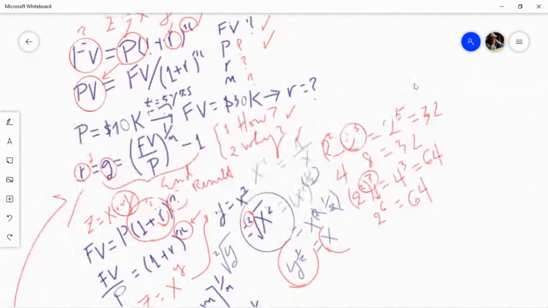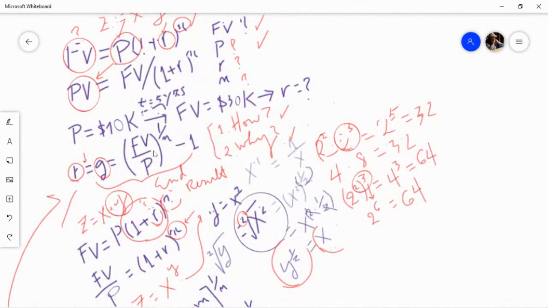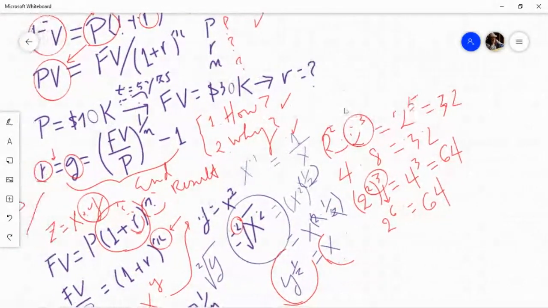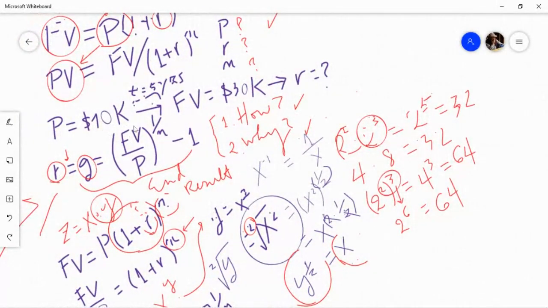You have 10K, and you want to grow it to 30K in 5 years. Then what should be the rate? What should be the interest rate?